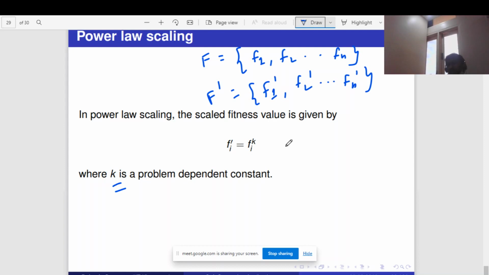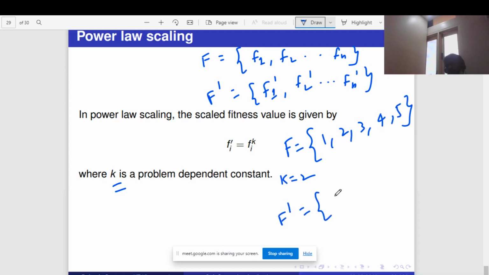Say for example, if f is equal to 1, 2, 3, 4 and 5, and k is equal to 2, then what will be f dash? 1, 4, and so on. Okay, like this it is calculated. If k is 3, then it is to the power of 3, right?